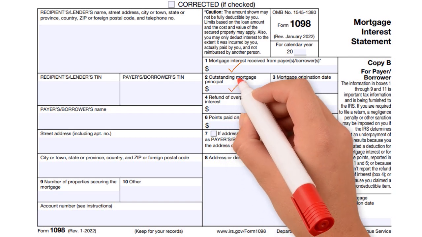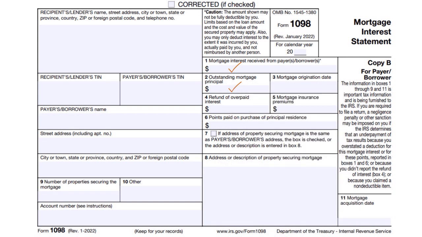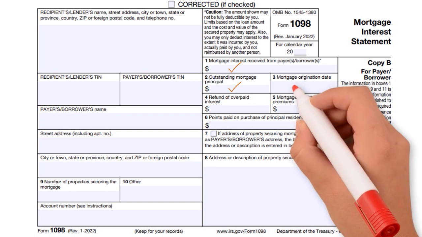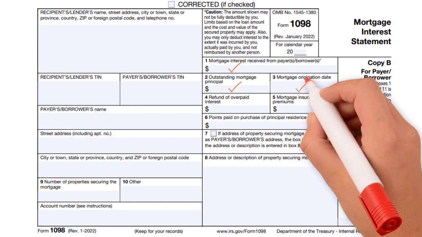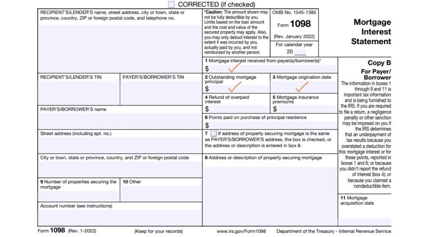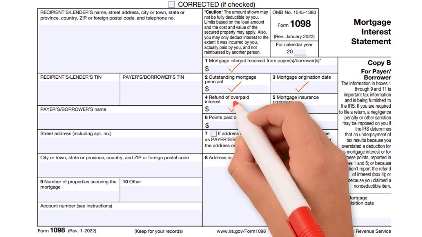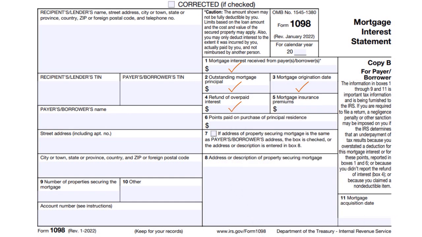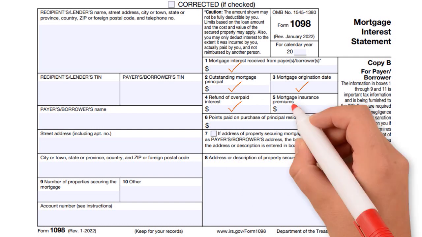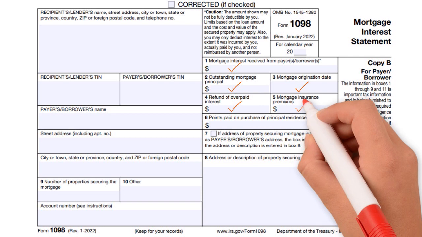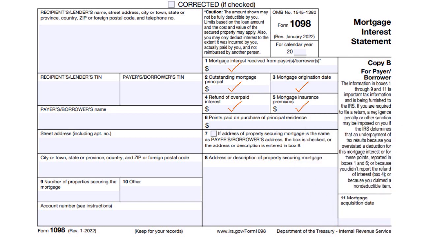And box two, outstanding mortgage principal. So this box shows how much is owed on the principal of the loan. Box three, mortgage origination date. So this shows the date when your mortgage originated. Box 4, the refund of overpaid interest. If you overpay the refunded mortgage interest, it will be listed here. Box 5, the mortgage insurance premiums. So if you're paying private mortgage insurance or mortgage insurance premiums for the loan, those amounts are entered here.